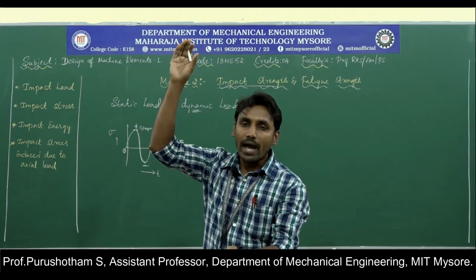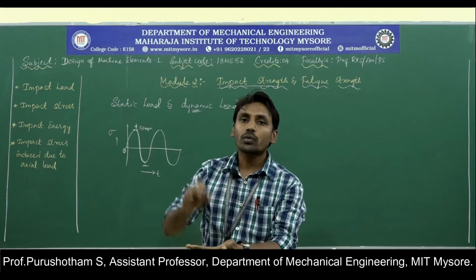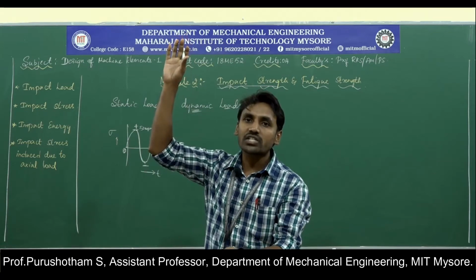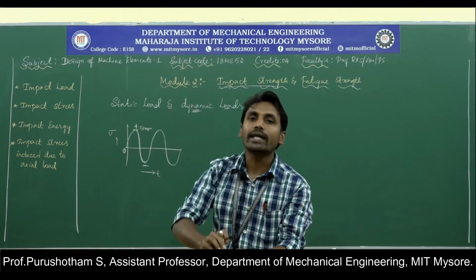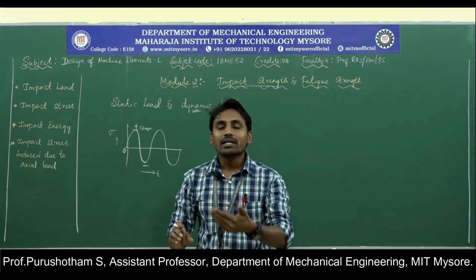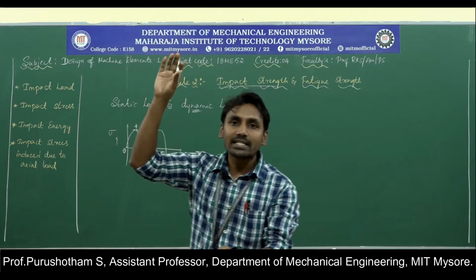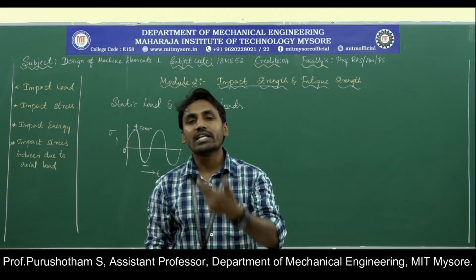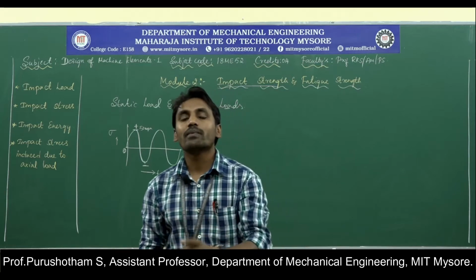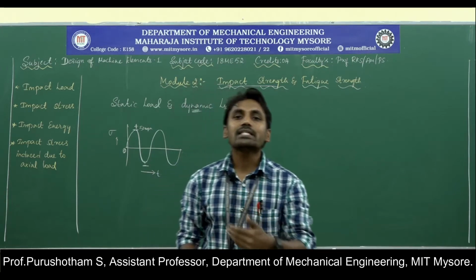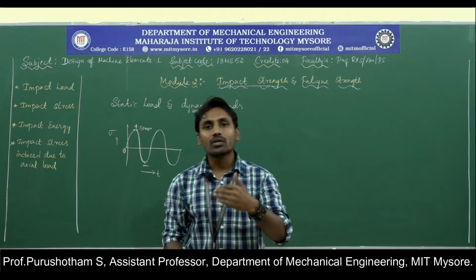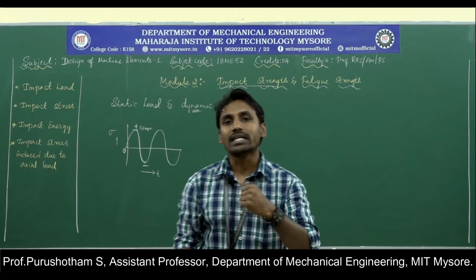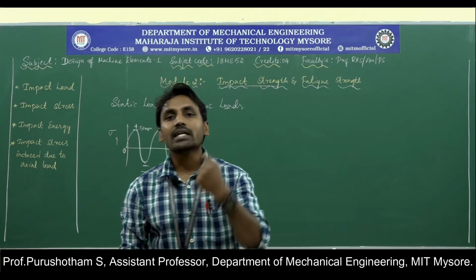So when you hammer on the workpiece, the potential energy is converted into kinetic energy, that means the load gains some initial velocity. That is used to deform the workpiece to the required size and shape. So that is called impact load. That means the load which has some initial velocity is called impact load.